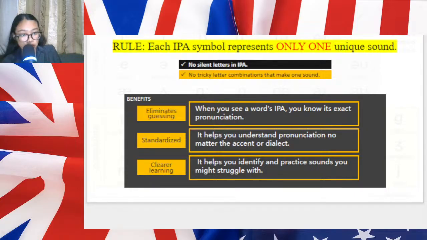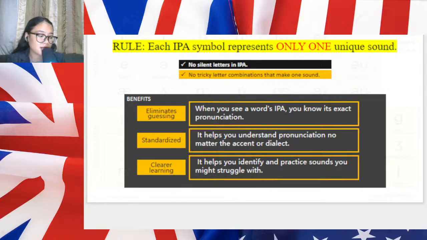And this is huge. When you see a word's pronunciation written in IPA, you know its exact pronunciation, if you're familiar with the IPA symbols, of course. Now, no more wondering how to say "thought" or "beautiful" just from their spelling, because the spelling alone is really complicated, but the IPA tells you precisely.